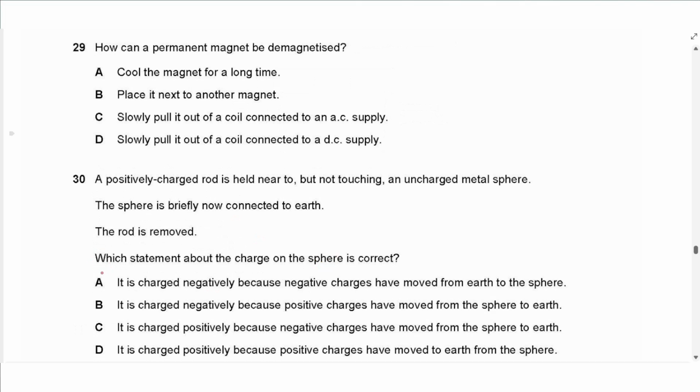Question 29 says, how can a permanent magnet be demagnetized? Cool the magnet? No. Place it next to another magnet? No. Slowly pull it out of a coil connected to an AC supply? Yes. So the answer is C.